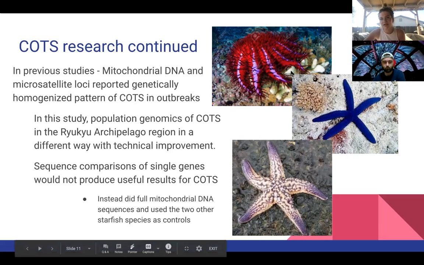And then the pictures here: the first one is the crown of thorns starfish, then the blue starfish, and then the northern Pacific starfish.